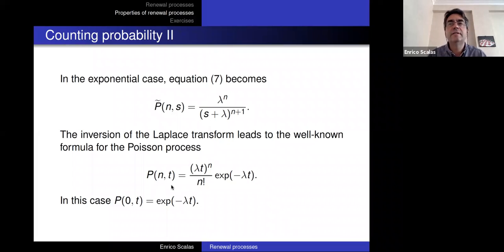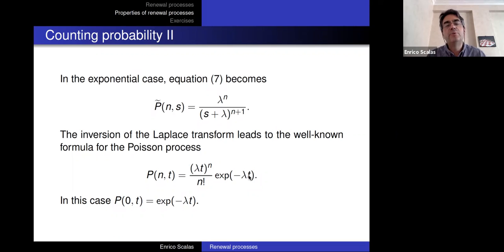you get the formula for the Poisson process. It turns out that for any t, the counting process has a Poisson distribution of parameter lambda t. So P_n(t) is nothing else than (lambda t) to the power of n divided by n factorial, times exponential of minus lambda t. In other words, the Poisson process is the counting process for the renewal process where the inter-arrival times are exponentially distributed with parameter lambda.